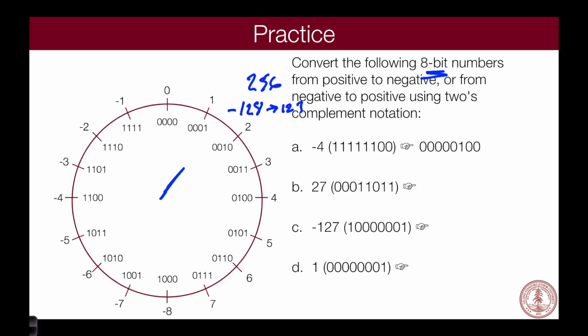What's the easiest way to do this? 0, 0, 1, flip all the others: 0, 0, 0, 0, 0. That's 4. And by the way, look, it is 4. 0, 1, 0, 0 is just 4.